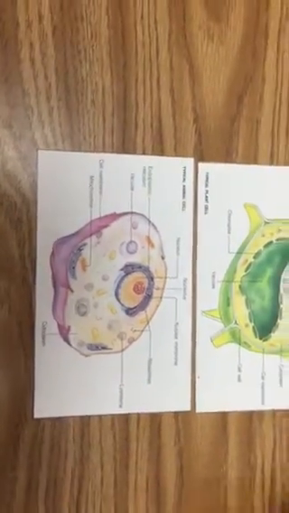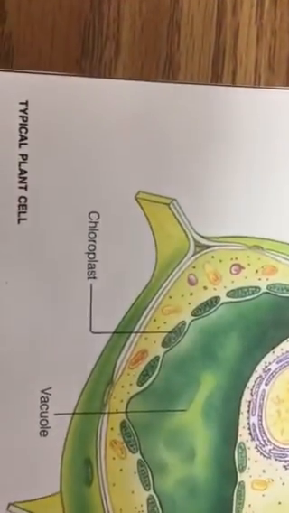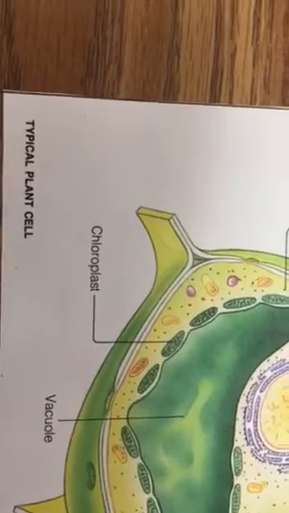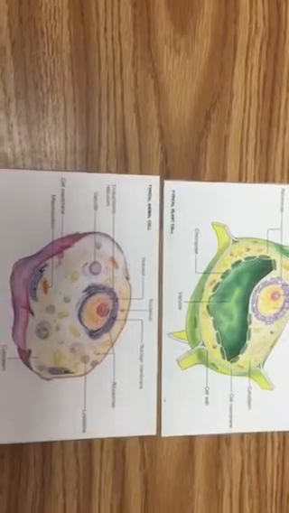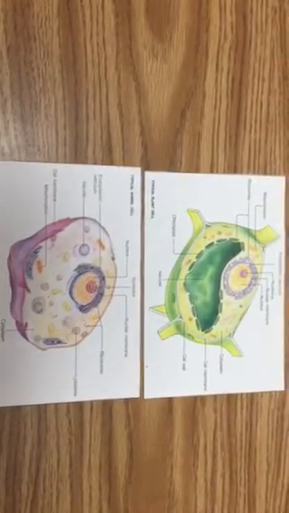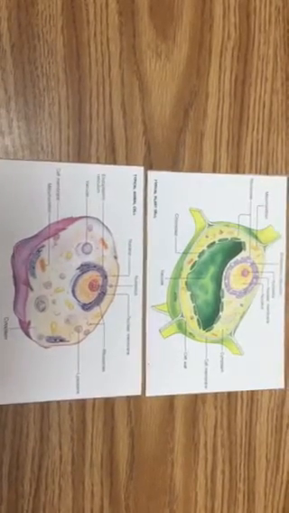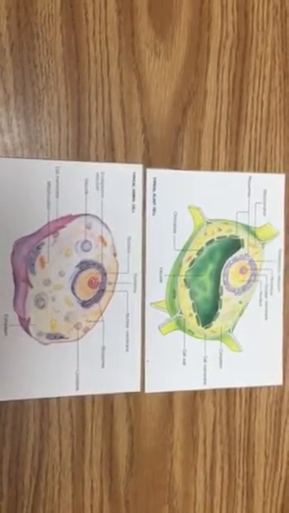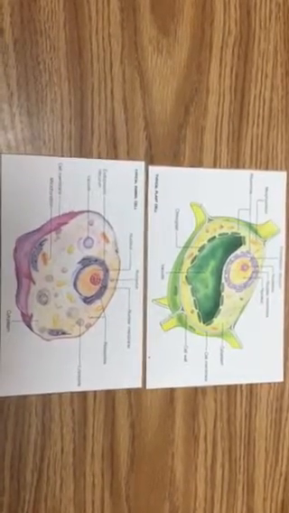Another difference between the plant and animal cell are these organelles called chloroplasts. Plants need chloroplasts because that is how they obtain their energy and food from the sun, and they keep the plant green because they contain that chlorophyll. Animal cells obviously do not have that because they do not need to be green and capture energy from the sunlight.